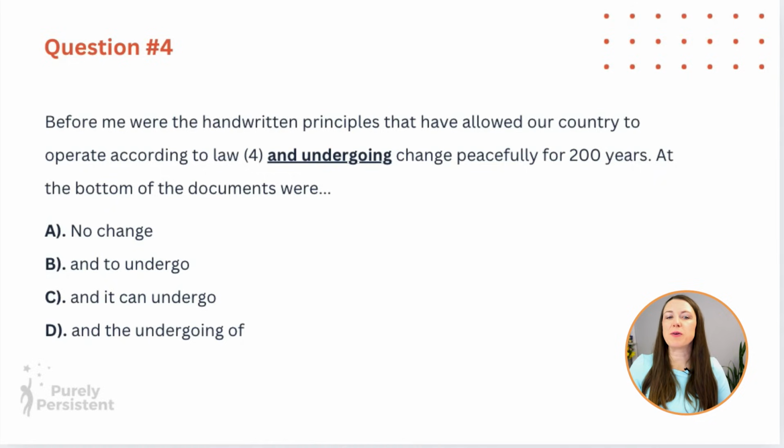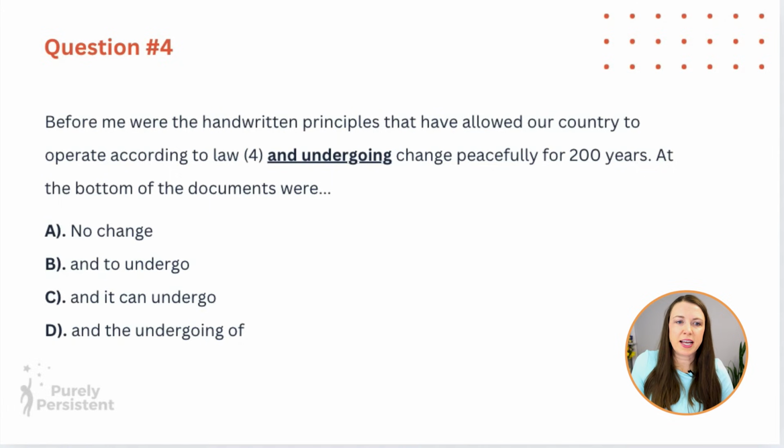Question number 4. Before me were the handwritten principles that have allowed our country to operate according to law and undergoing change peacefully for 200 years. At the bottom of the documents were... Okay, so with this one, we need to really think about what's the rest of the sentence, right? Here we have undergoing. Undergoing is present tense. Is this here present tense? Are these principles present tense? Were they handwritten today? No, and that's going to help us answer the question.